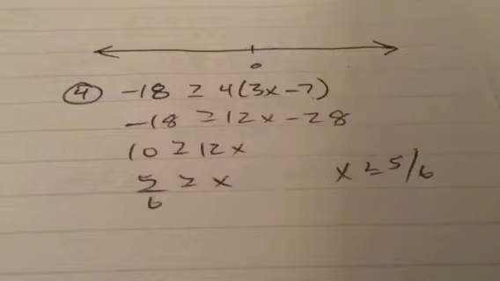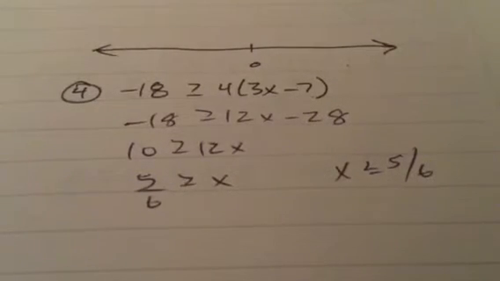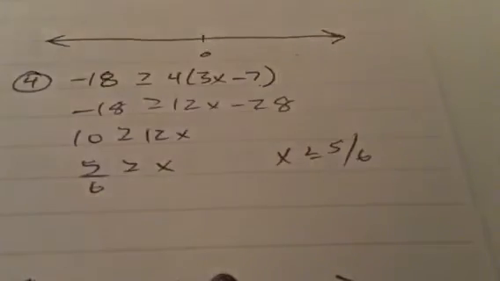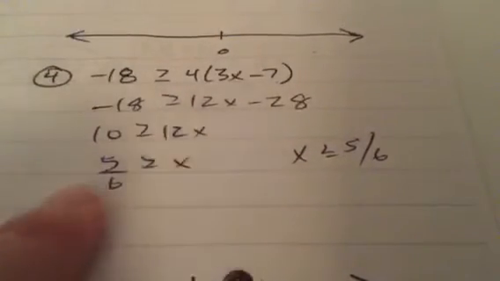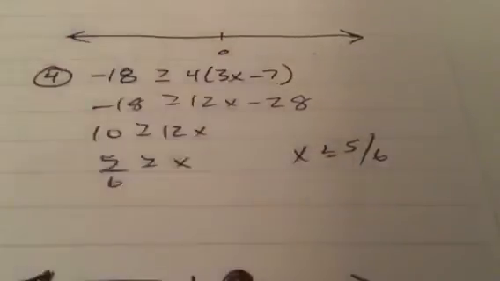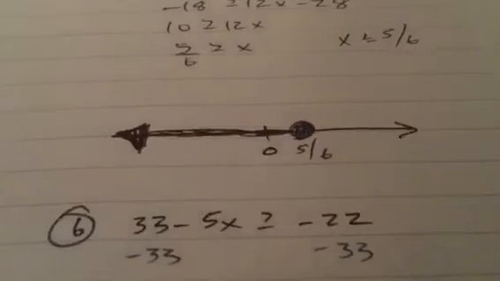Just distribute. All right, the x is already on the left side, so I'm going to add 18 over. 5 over 6 is less than or equal to x. That's 0.83 repeating. Now, if I flip it, guys, some of us made a boo-boo on our review assignment. If I put x on the left side, the mouth is still going to go towards 5 over 6. Okay, so it's going to be closed circle, shade to the left.